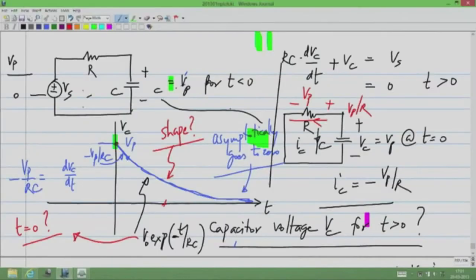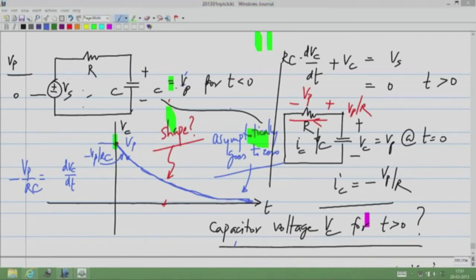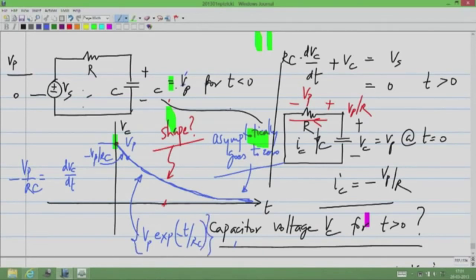The value of this function at t equal to 0 is, if I substitute t equal to 0 in this exponential, I will get V naught. But I know from the circuit that it's going to be Vp. So for this to correctly describe the blue curve here, this V naught has to be Vp. So this curve is Vp exponential minus t by Rc.